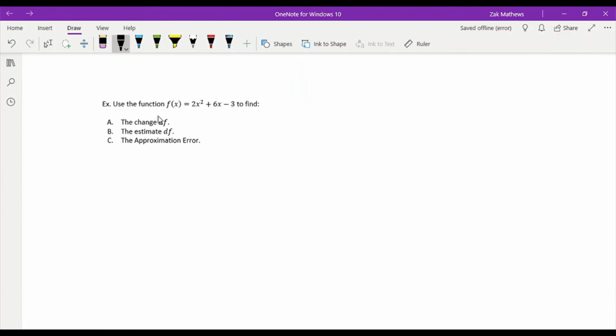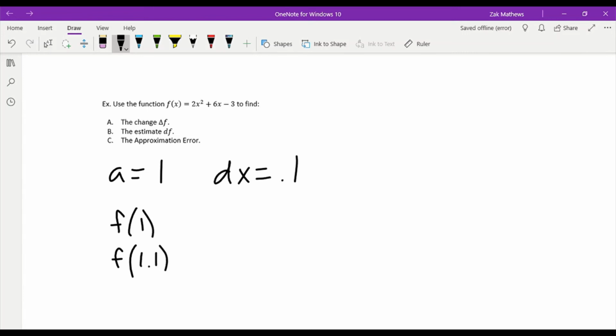So we're going to do this for a center of linearization at 1, and we're going to look at a dx of 0.1. So the first thing I need to find is the actual change in f, and so that means I need to figure out where I'm starting and where I'm ending. So I'm obviously starting at 1, that is my center of linearization. The dx, because it's positive, means we're going forward by 0.1, to a final position of 1.1. So we're going to plug these numbers in and find out what we get.